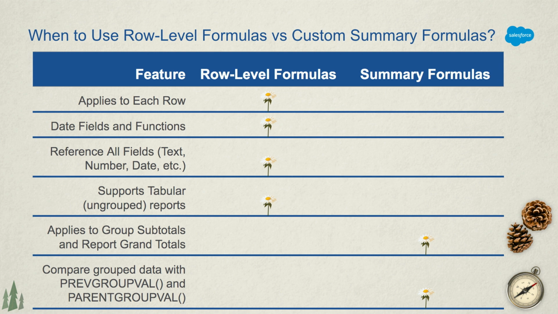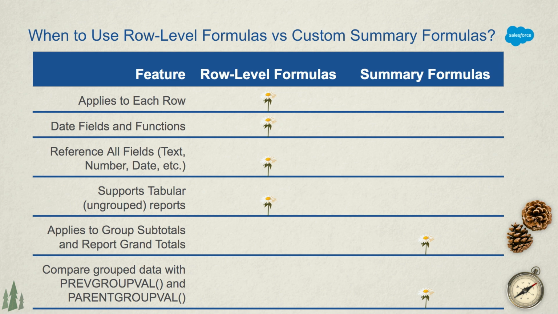And what about prev group val, parent group val? What are those? Prev group val and parent group val are what we call summary functions. They work with subtotals of groups. Prev group val compares the subtotal of one group in a report to the subtotal of a previous group in the report, hence the name Prev, short for previous. Parent group val compares the subtotal of one child group to a parent group or to the report grand total.